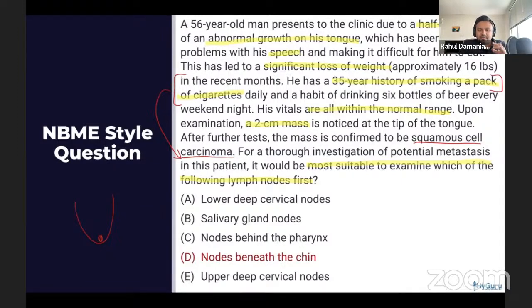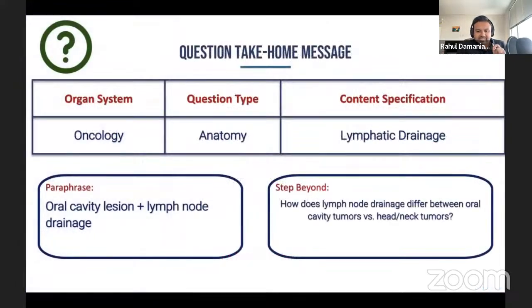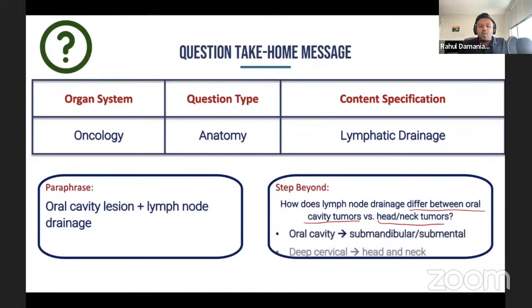So what's high yield for us to note here is that with lymph node drainage, you want to start with the cancer and then you want to track it backwards. So that brings us to the step beyond question. How does lymph node drainage differ between oral cavity tumors, which we said submental, and head and neck tumors? What do you think is the drainage to the head and neck? And that is going to be the deep cervical lymph nodes.